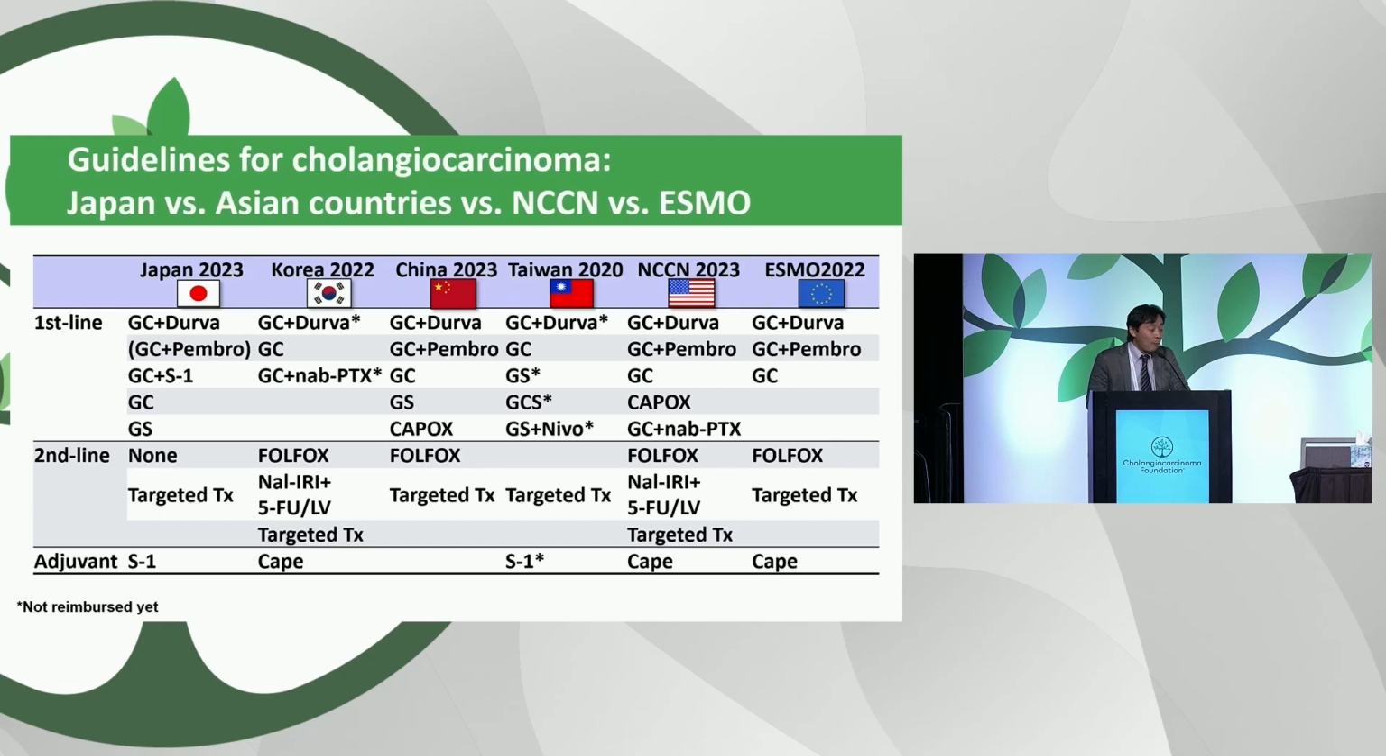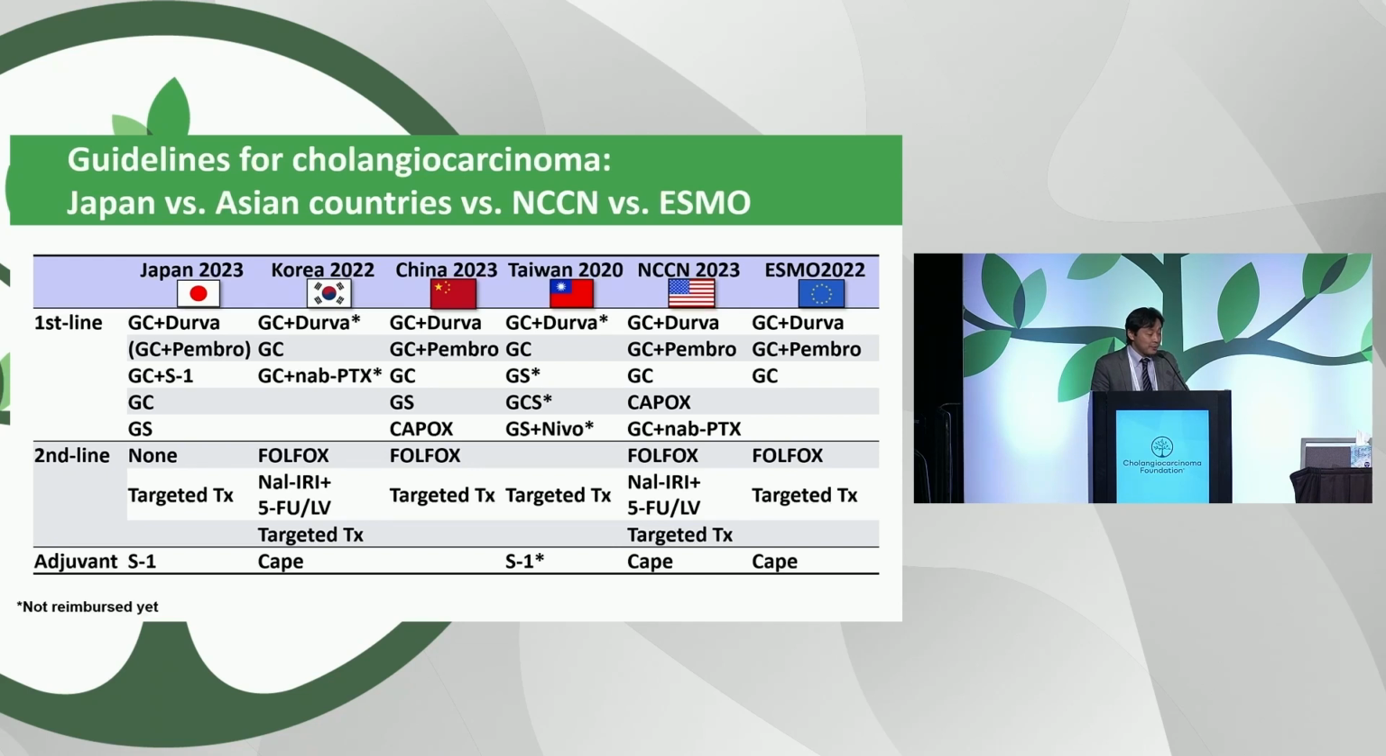This table shows a comparison of the guidelines for cholangiocarcinoma: Japan versus Asian countries versus NCCN versus ESMO. In first-line treatment, GEM-CIS Durva, GEM-CIS S1, GEM-CIS and GEM-S1 are standard in Japan. Maybe GEM-CIS Pembro will be reimbursed in the near future. On the other hand, GEM-CIS Durva, GEM-CIS Pembro, and GEM-CIS are standard in the US and EU.